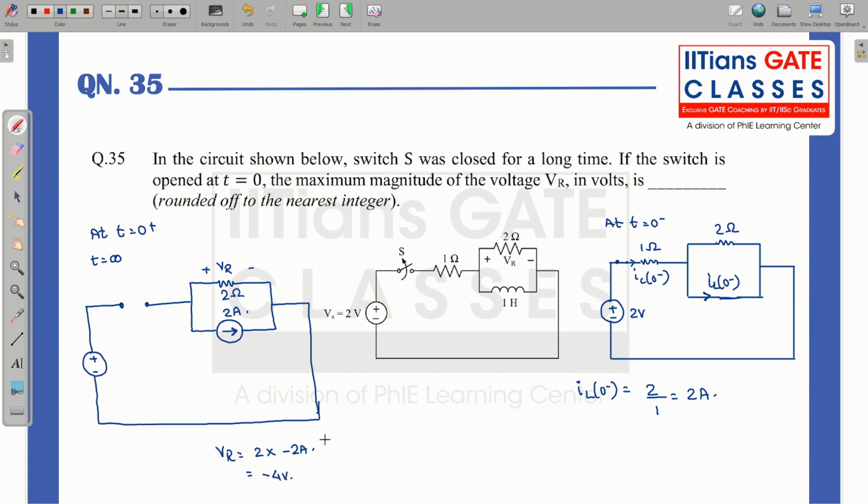Now pay attention, if you mark minus 4 volt over here, then your answer will be wrong, because here it is asked the maximum magnitude. Magnitude is asked, so it will be mod of minus 4 volt. So that will be 4 volt. So your answer is plus 4 volt over here.